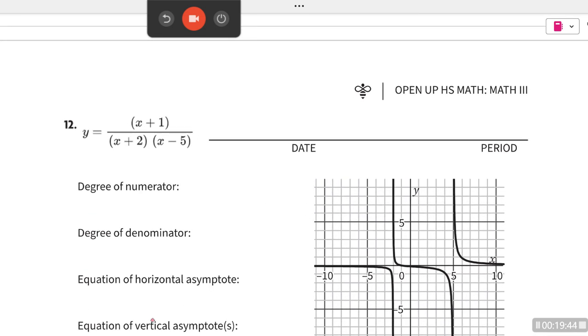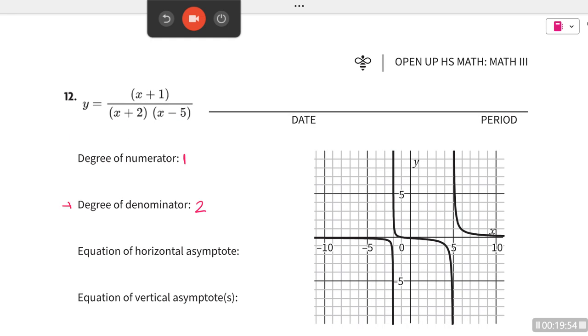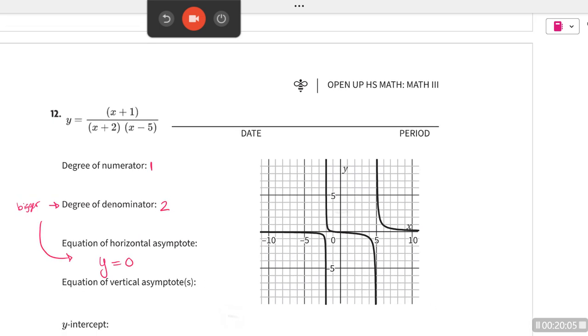So degree of the numerator, right? Our numerator, our degree is 1. There's only one term there. But here we have 2 terms in factored form. So degree of the denominator is 2. Remember, whenever the degree of the denominator is bigger than the numerator, our horizontal asymptote falls at y equals 0.